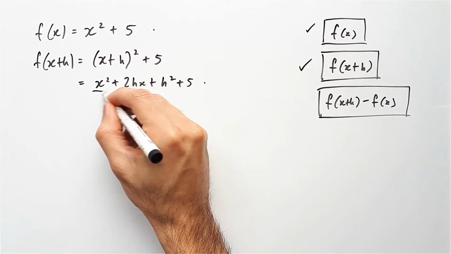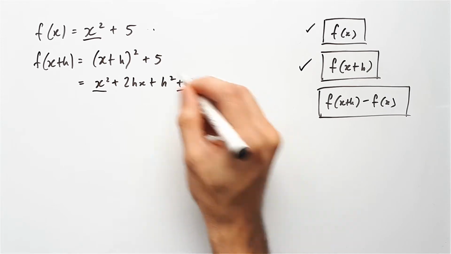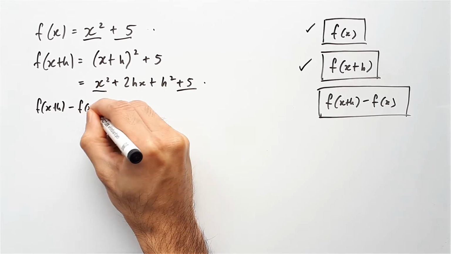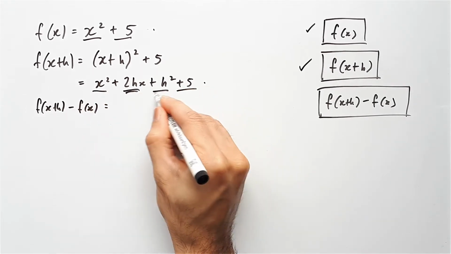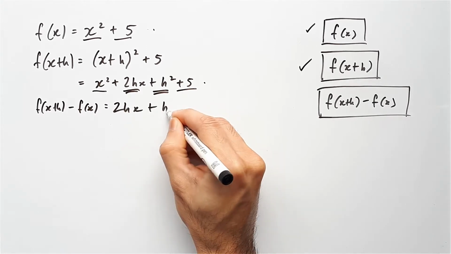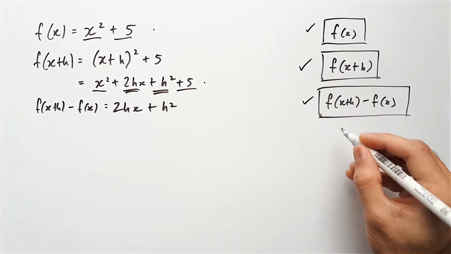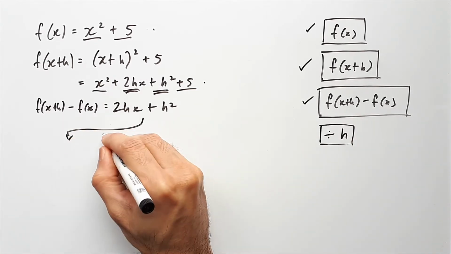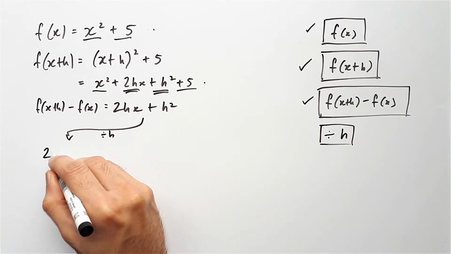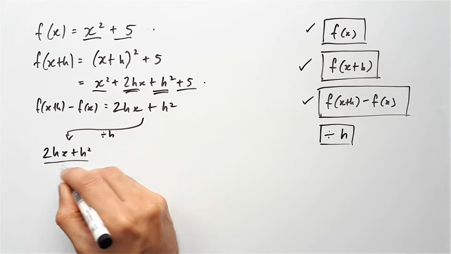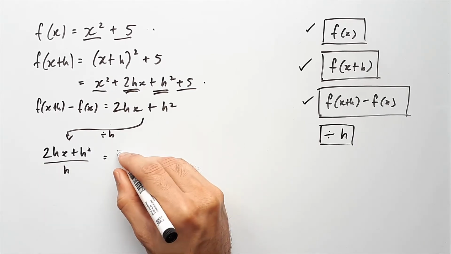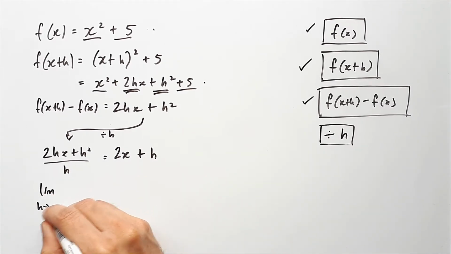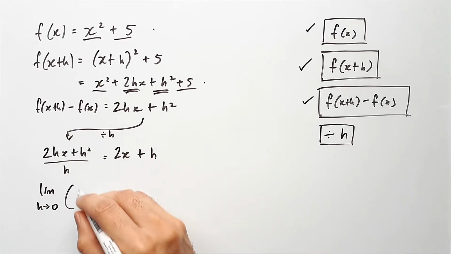x squared will cancel this x squared up here, and this 5 will minus this 5. And so f of x plus h minus f of x will simply be left with these two terms over here, 2hx plus h squared. Now before we put this into the formula, one last thing you can do is divide by h. If you take this expression and divide by h, we're looking at 2hx plus h squared, all over h, and each term divides by h, so this will be 2x plus h, which means our limit as h approaches 0 will be of 2x plus h.